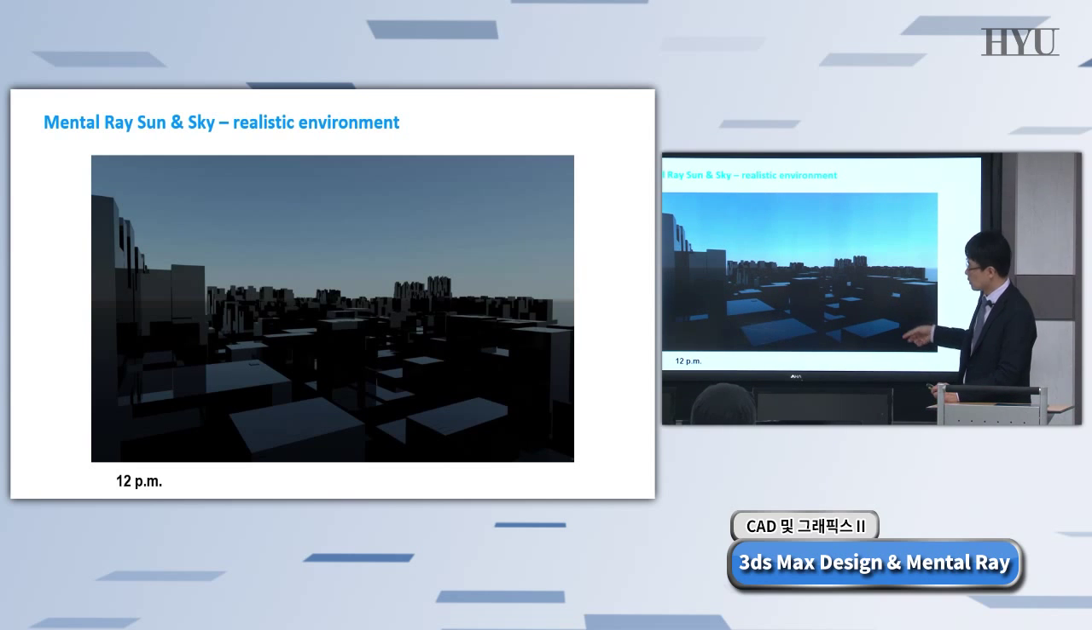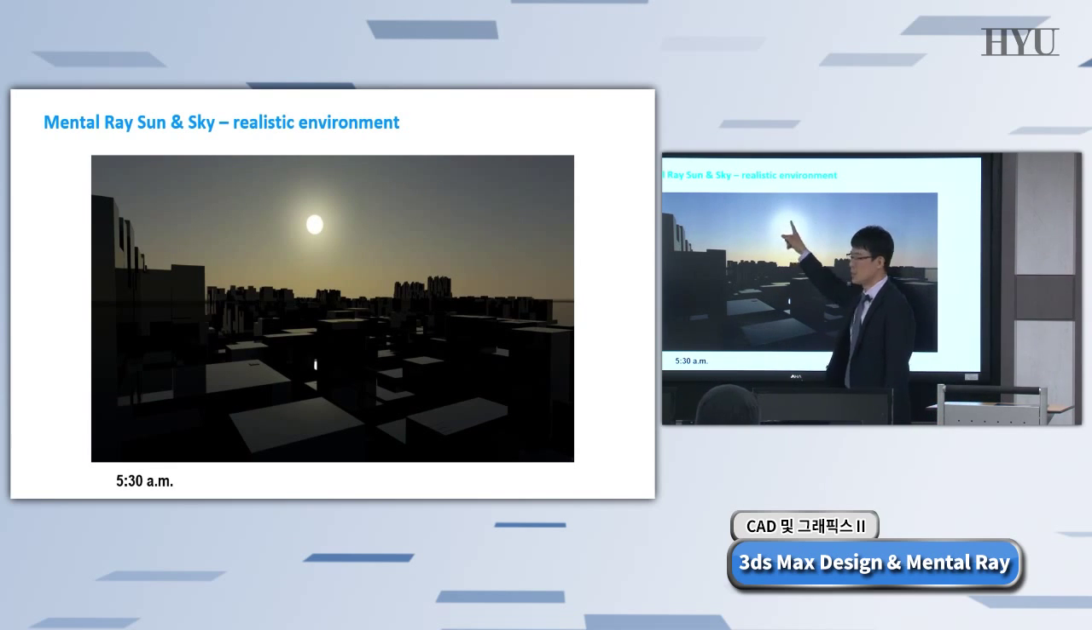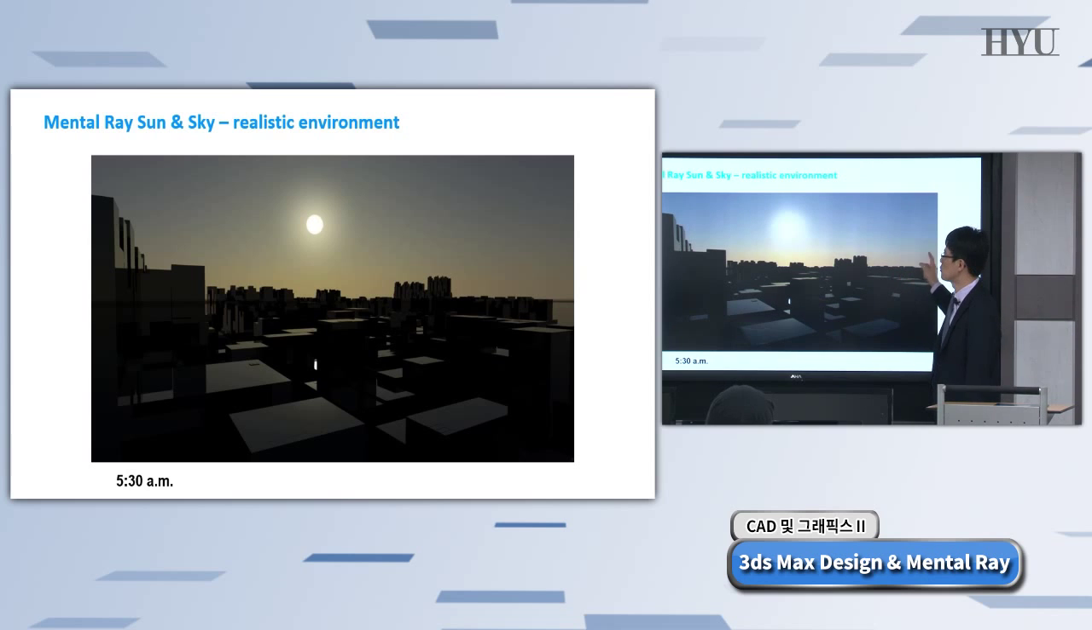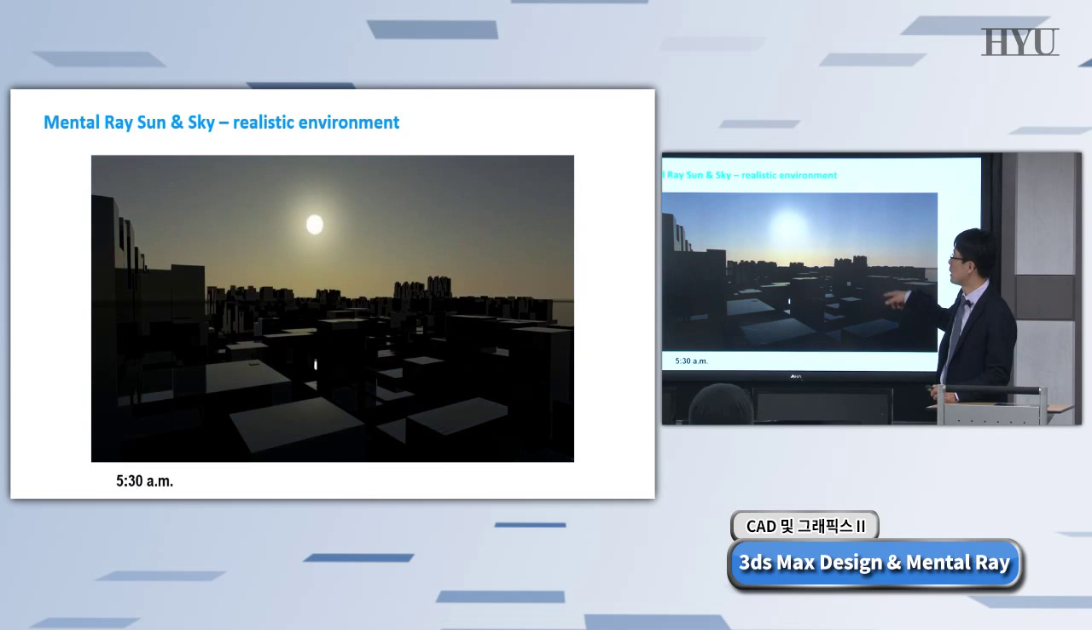But if you change the time to 5:30 a.m., you can even see this sun disk, okay? This is the mental ray sun. And take a look at the sky environmental color. It looks kind of yellow, like a very early morning sky view, and a little bit darker than 12 p.m.